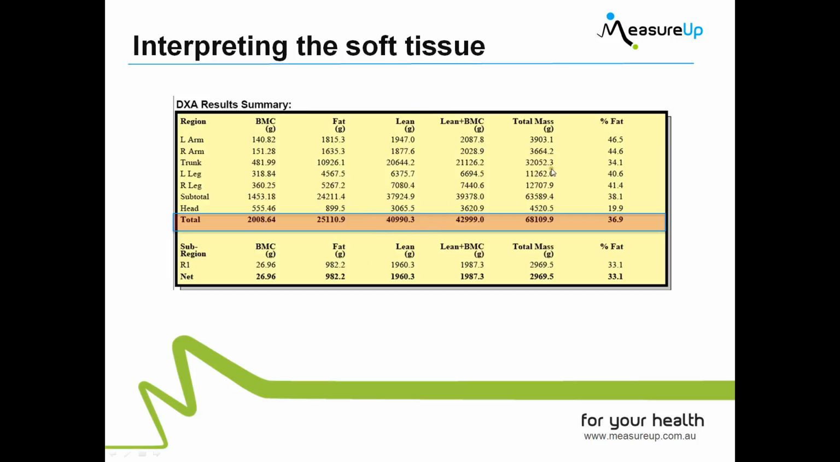Lean tissue plus BMC represents what we call your fat-free mass. This is all the tissue in your body except fat at 42.9 kilograms. Fat mass plus fat-free mass equals your total mass or weight at 61.8 kilograms, 68.1 kilograms, and your body fat percentage is at 36.9%.